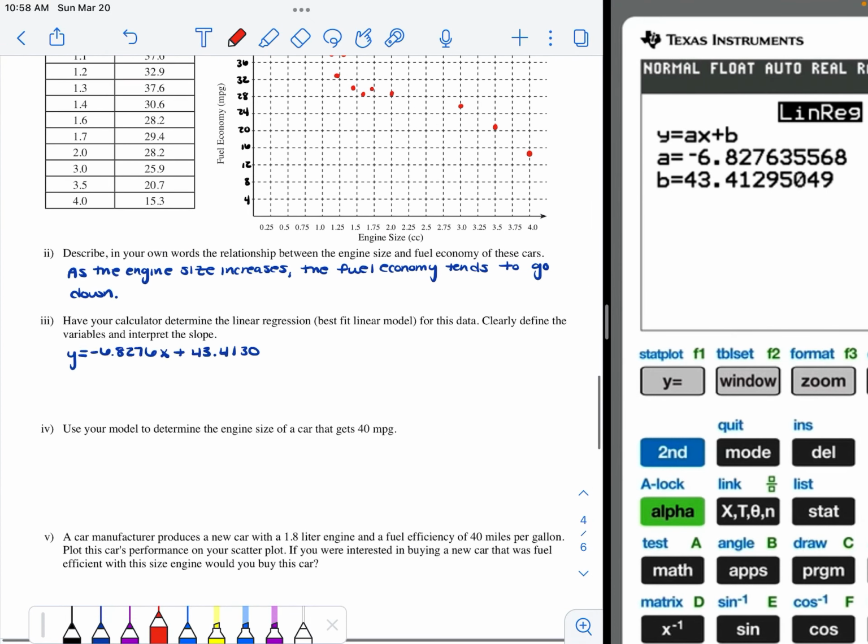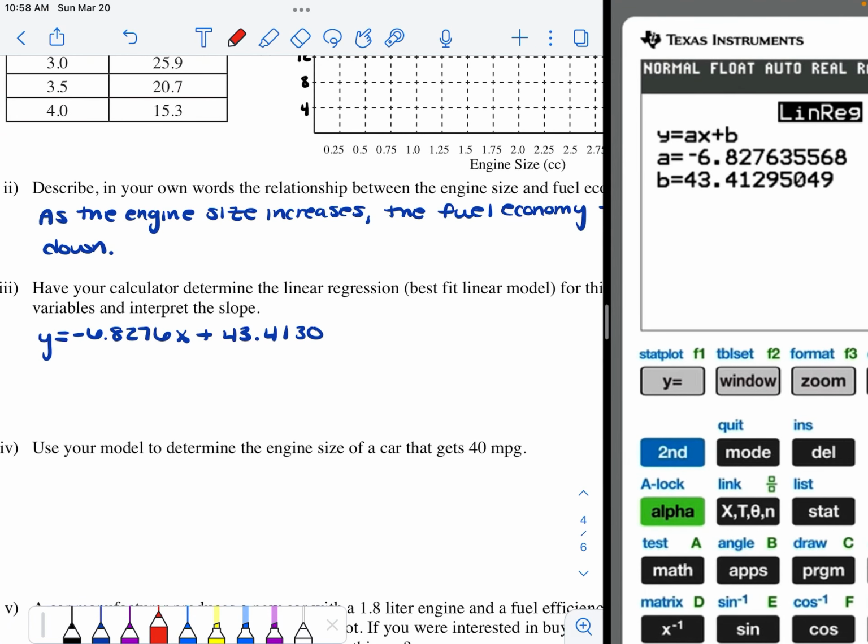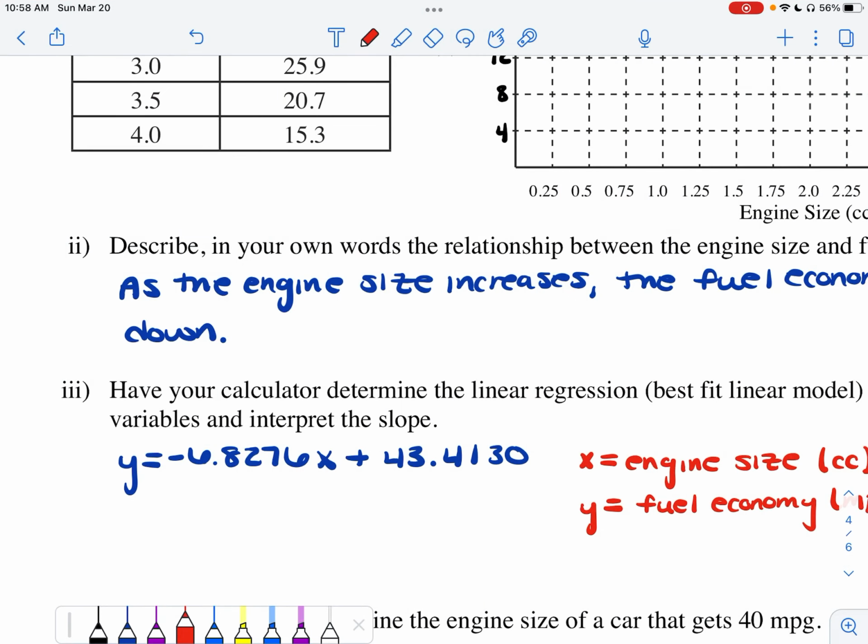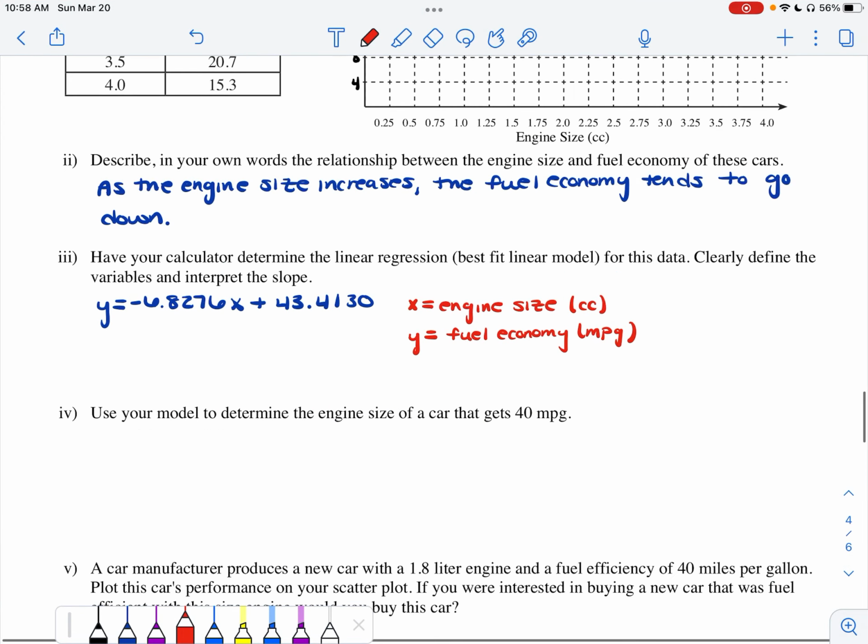Now notice the question also said clearly define the variables and interpret the slope. So my variables are x was the engine size in cc, and y was the fuel economy in mpg. Then the last thing it asks us to do here is interpret the slope.